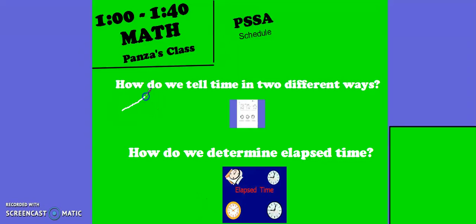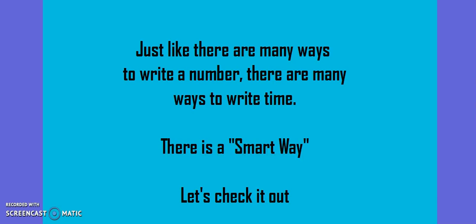It's Mr. Panza. We continue to research and read about and learn about how we can tell time in two different ways. Let's start with the main question here where we're discussing two different ways to tell time, just like there are many ways to write a number. So I refresh the students' memories on the fact that you can write a number in standard form, expanded form, or written word form. Well, when you're reading a time off of a clock, you can read it the regular way, or as I like to call it, the smart way.